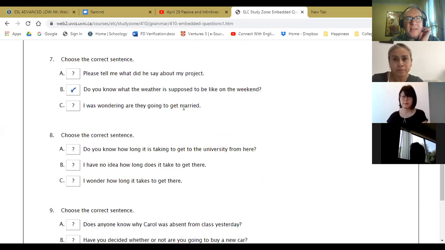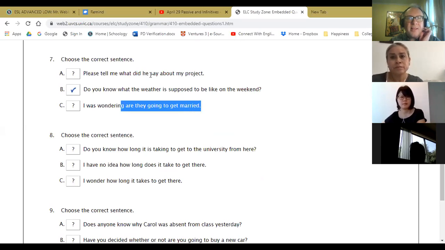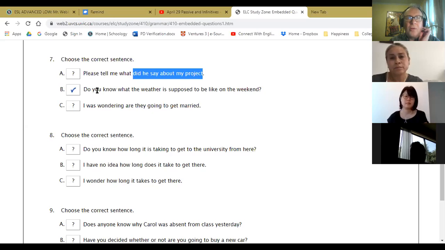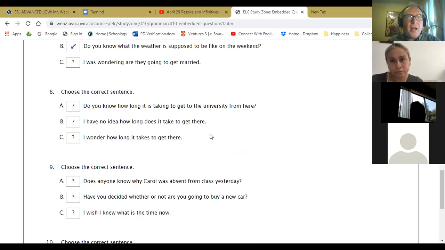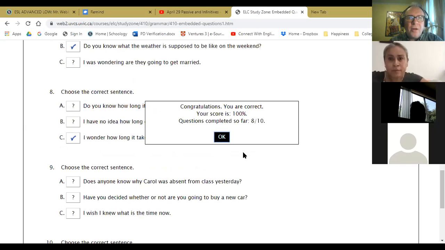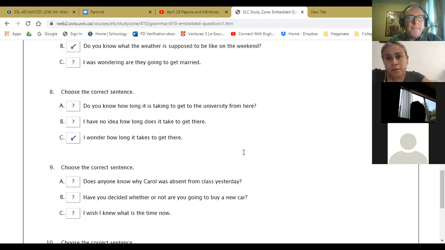Right? Again, this is question form. And this is question form. So we want connector, subject, verb. All right, Ocho, what do we think here? C. I wonder how long it takes to get there.